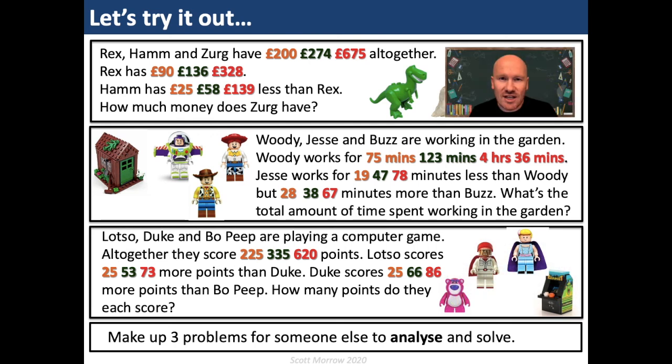And for question 3, I'm going to use the red numbers. Lotso, Duke and Bo Peep are playing a computer game. Altogether, they score 620 points. Lotso scores 73 points more than Duke. Duke scores 86 more points than Bo Peep. How many points did they each score?